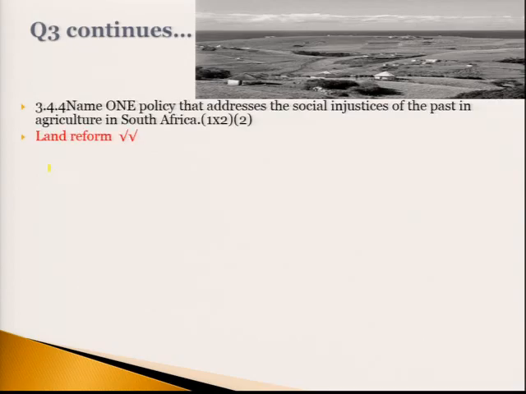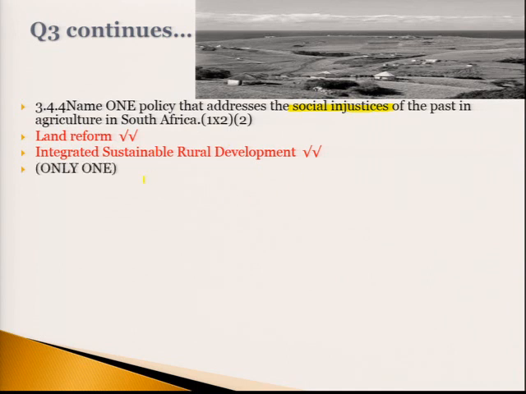Then this is the question that I wanted, 3.4.4. Name one policy that addresses the social injustices of the past in the agriculture of South Africa. How can we address the injustices, inequalities? We introduce the land reform. Integration of sustainable rural development. It's to improve our rural areas. Take any one of them to address the injustices of the past.